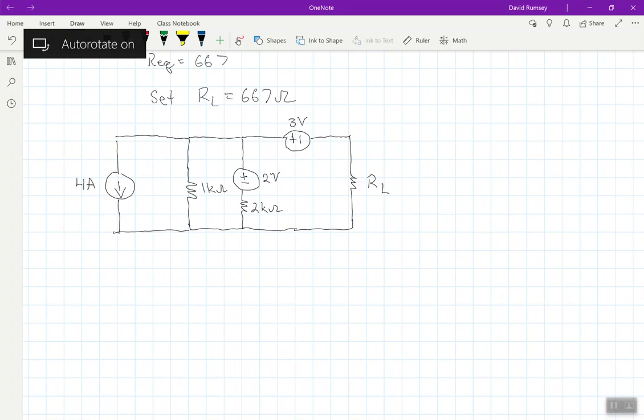So this is the original circuit, but now we know that instead of having RL here, I will go ahead and put in 667 ohms. Now, as I said, if you had done the optional readings at this point, you'd have a much simpler circuit, but you would have had to do a lot more work at the beginning to find the Thevenin equivalent. So really, it's kind of, do you want to do the work at the beginning or do you want to do it at the end?